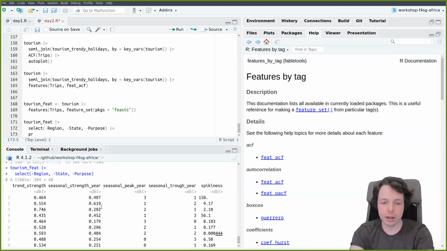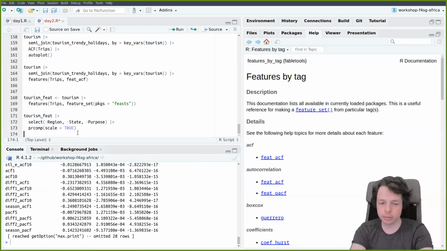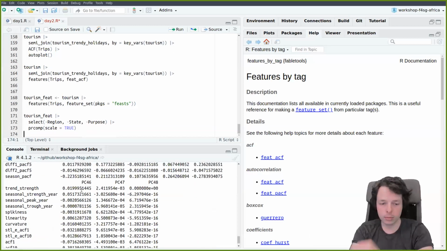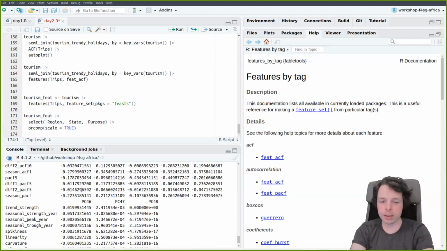And then I can use the prcomp function in order to calculate my principal components. Now, because these features are all on different scales, some of them are numbers between 0 and 1, others are variables that could go into the hundreds, it's important that we scale our variables. So I'm going to set scale equal to true. And what I will get from this is 48 principal components.